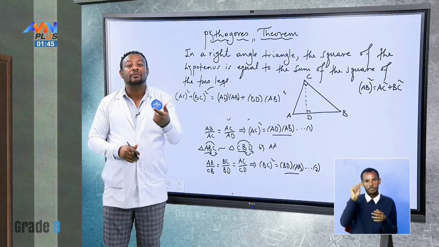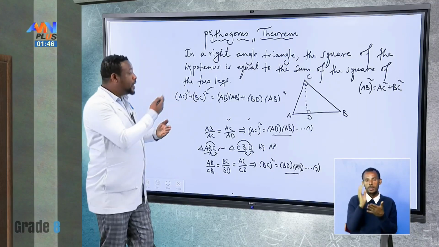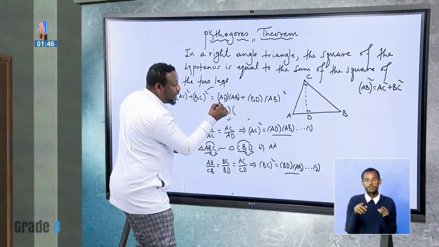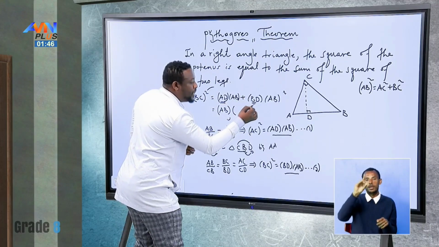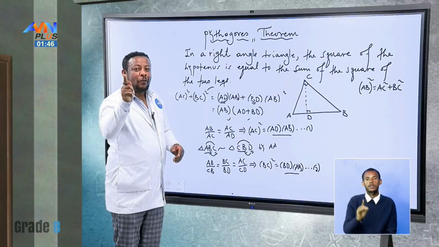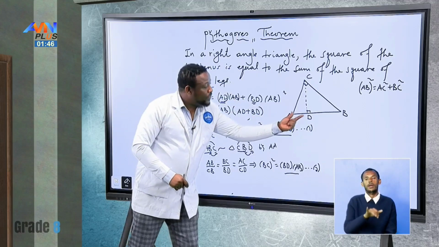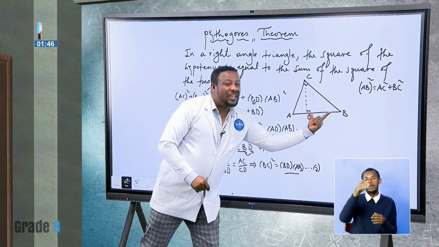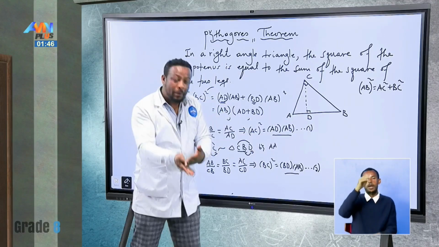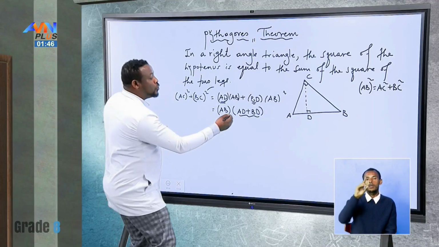Now, look at these two terms. In these two terms, we have something in common, which is AB. AB is common, so you can take it out. Then, when you factor out AB, inside you will get AD plus BD. Now, look at what AD plus BD looks like. What is the sum of this segment, AD and BD? The sum of these two segments gives us AB, which is the hypotenuse. In place of AD plus BD, you can substitute AB.